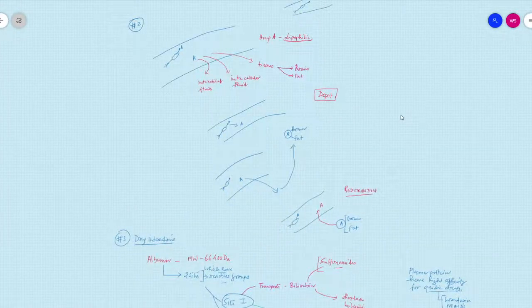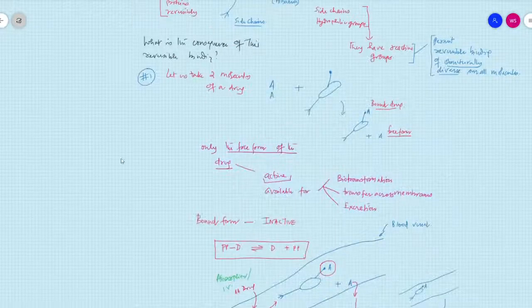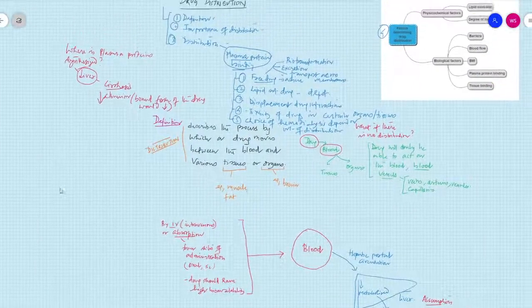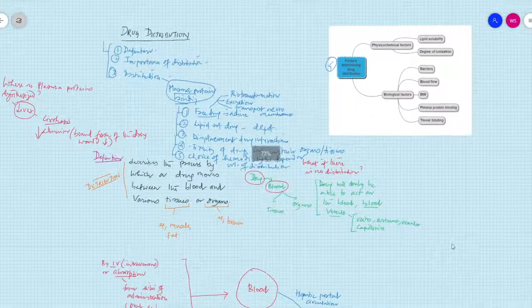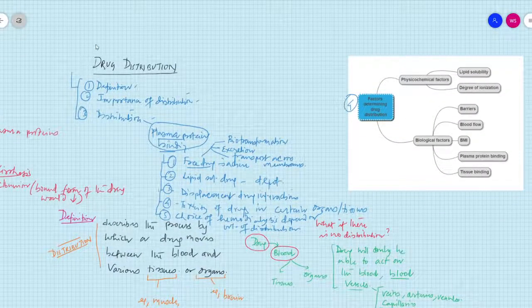During the course of this lecture, we have talked about lots of things about drug distribution. So let's summarize. We learned the definition of distribution. We talked about the importance of distribution. We talked about the most important aspect of drug distribution, namely plasma protein binding, and we said it has certain consequences. And we understood that free drug is the active form of the drug, and it is this free drug that is available for biotransformation, for excretion and transport across membranes.